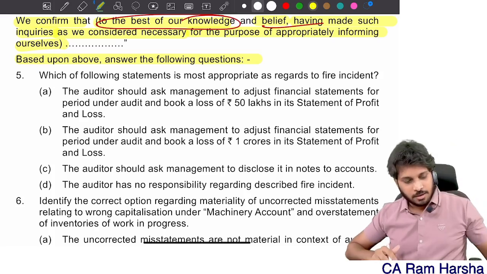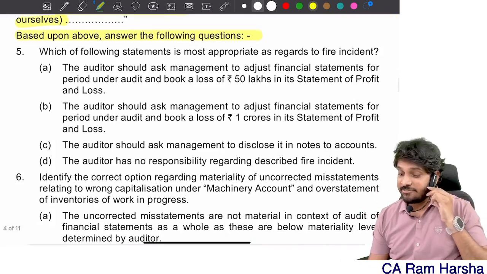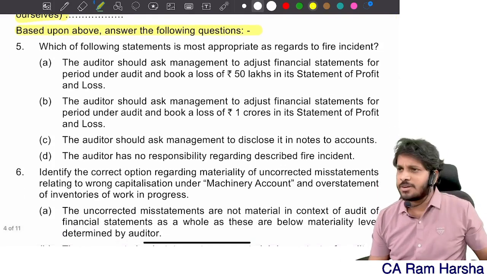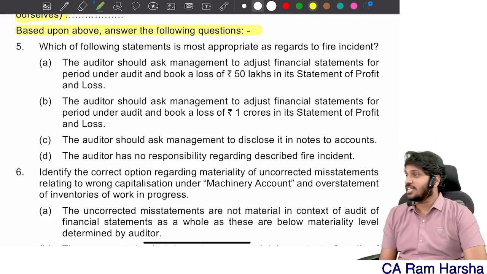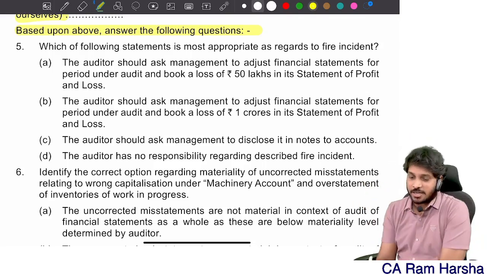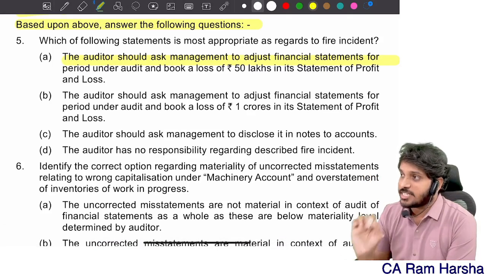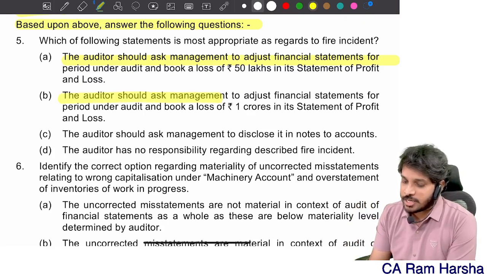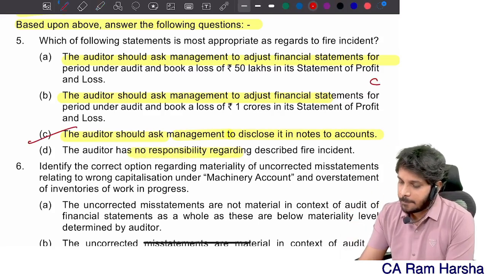Which of the following statements is most appropriate regarding the fire accident? Fire accident, 50 lakhs insured, 1 crore loss, and the condition is present after the balance sheet date. No condition on balance sheet date. So tell me, the auditor should ask management to adjust? No, it's a non-adjusting event. The auditor should ask management to disclose it in the notes. Yes. No responsibility? Wrong. So the answer is C. Next.